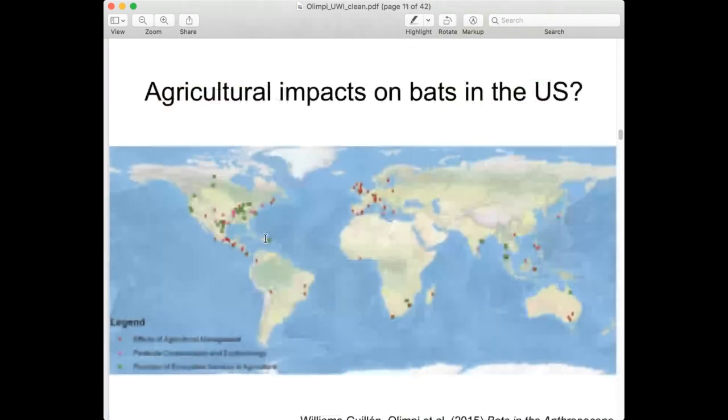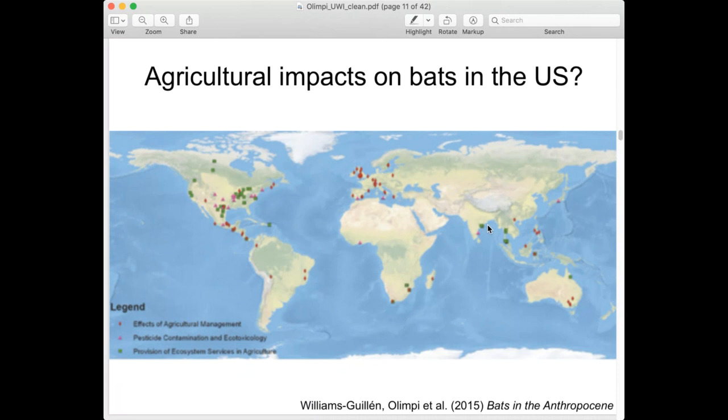Many of the studies in our meta-analysis were from tropical systems in Latin America or temperate systems in Europe. It's hard to see here because it's so tiny, but the red dots signify studies of agricultural management. As you can see, they're really focused in Europe and in Latin America. So we really don't know much about what's going on with temperate bats in the US. The species in the US are completely different from the species that would be found in Europe. So this got me thinking about my doctoral research project, which focused on bats in California's Central Coast.